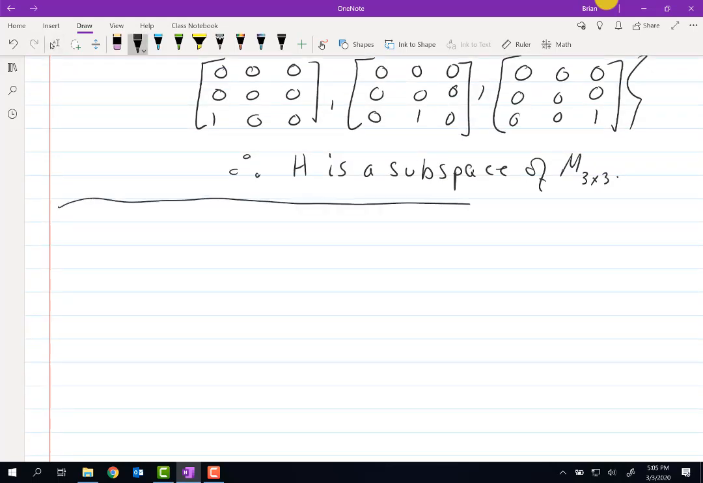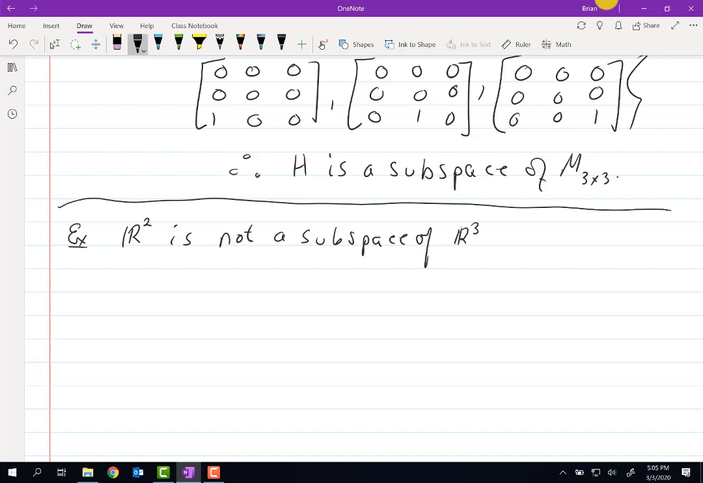As a last example, look at R2. It is not a subspace of R3. Why? Because in R2, vectors look like this. They have 2 rows. And in R3, vectors look like this. So the problem is that you need another row for it to be in R3. So you can see that it's not even a subset. R2 is not even a subset of R3.